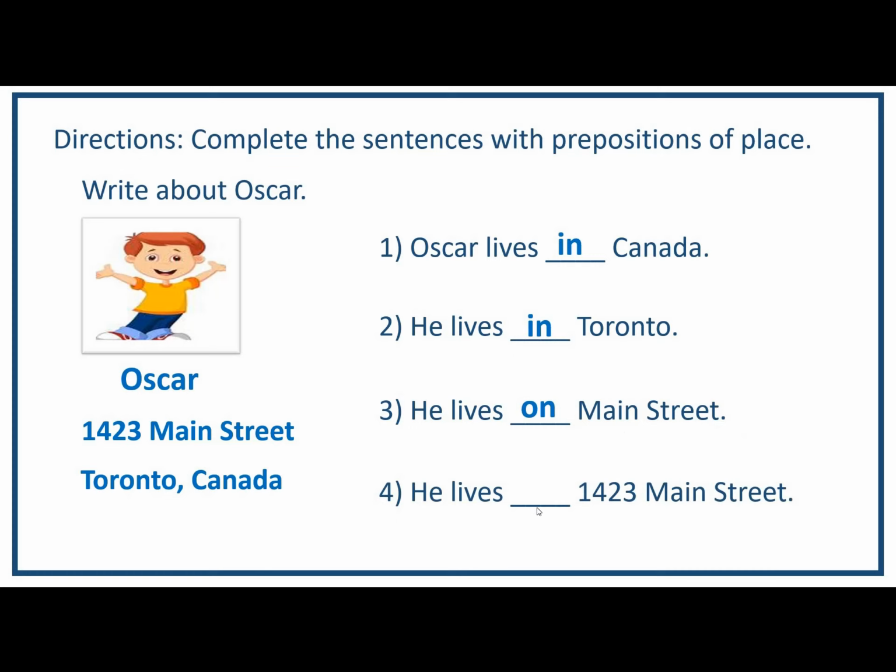Number 4. He lives blank 1423 Main Street. Answer is at. So as you can see, we have here the country, in Canada. We have here a city, Toronto City. So we say in Toronto City or in Toronto. Here we use on because of the street, Main Street. And here, we have the street address, 1423 Main Street. So we have to use at 1423 Main Street. And please try to remember, without the street address, we use on. If it is only the name of the street, Main Street, we use on. If it is a street address, we use at.